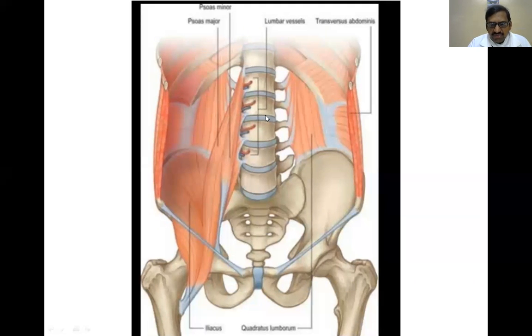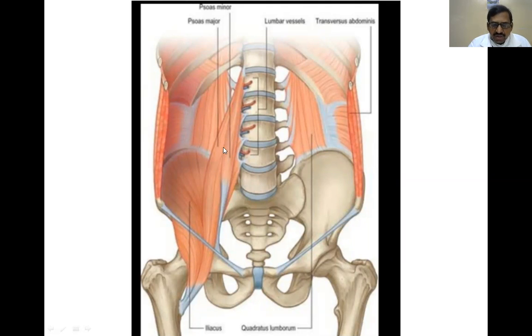And on both sides of this bony part, this is the midline, on both sides of this they are formed by muscles, that is the muscular part. Here, the most medial muscle is the psoas major muscle. Sometimes there may be a psoas minor muscle, but mostly psoas major.